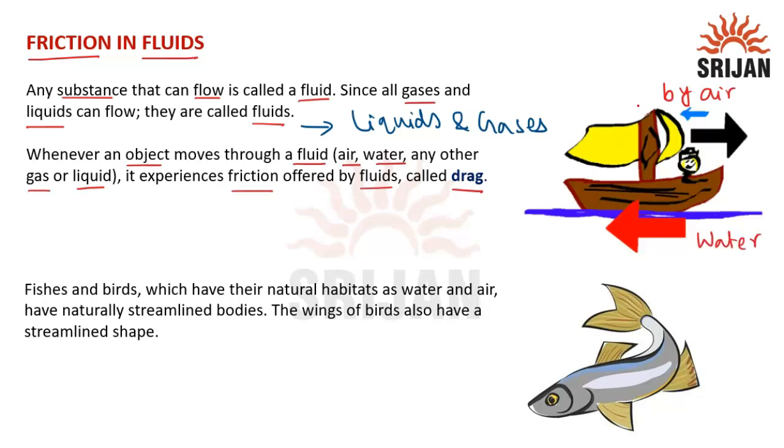Now, fishes and birds, which have their natural habitats as water and air, have naturally streamlined bodies. The wings of birds also have a streamlined shape. So we can write that in the diagram, the shape of the fish is a streamlined body shape.